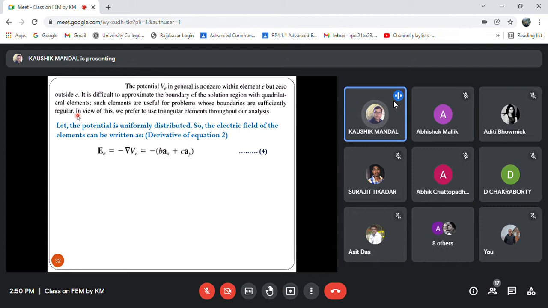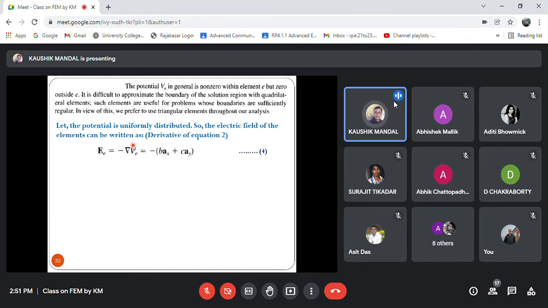So once you approximate the potential of a particular element, then from the potential you can approximate the electric field of the corresponding element. As we know from the basics of electromagnetic theory, the electric field is nothing but the minus gradient of the potential.